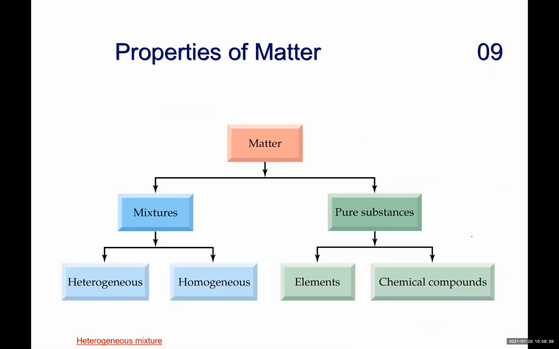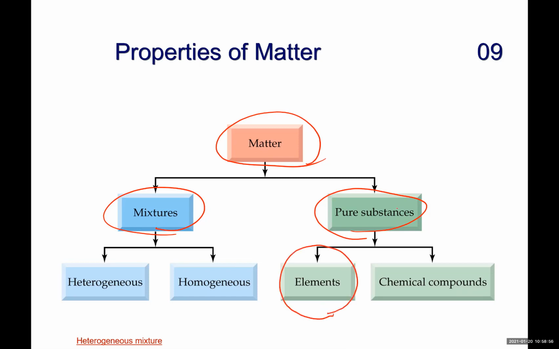So guys, can I now say that matter could either be pure or a mixture? If it is pure, it could be only an element like copper wire. Or it could be pure water, which means it's a chemical compound. So pure substances can be elements or compounds.